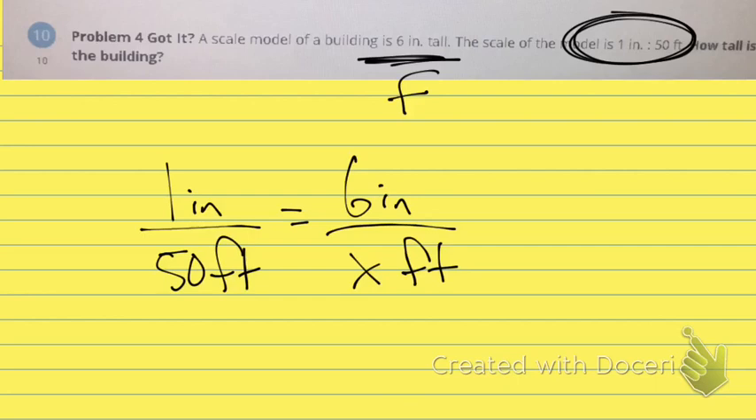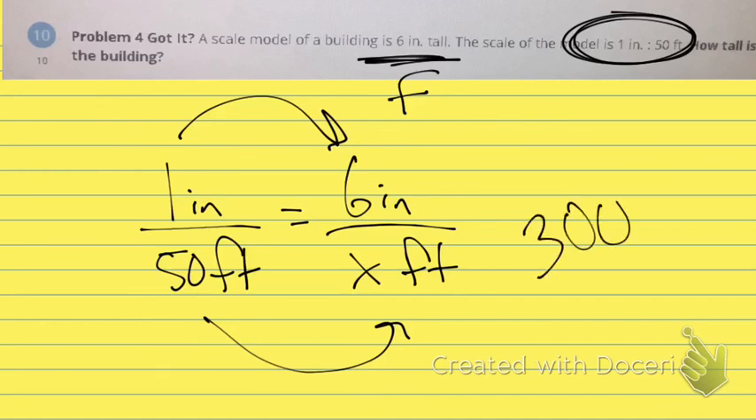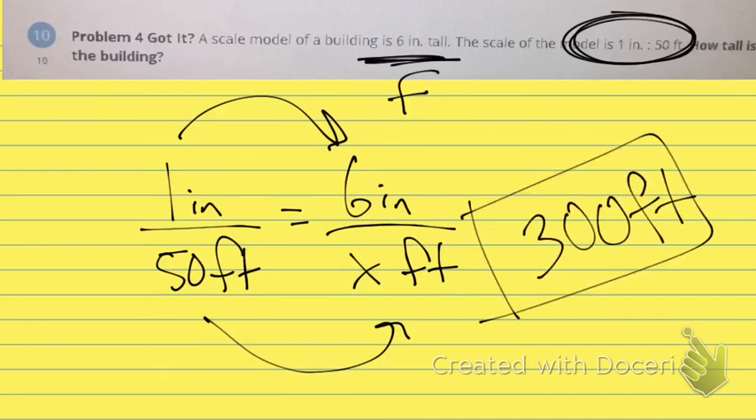How would you guys solve this one? I wouldn't do cross products, would you? Someone tell me how they go about this one. James, what would you do? I would do 6 times 50 equals 300. Yeah, I would just multiply everything by 6, right? So 300-foot tall building, pretty big building. 30 stories. Yeah, pretty big building.